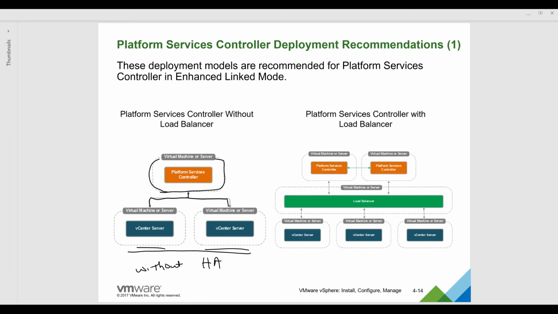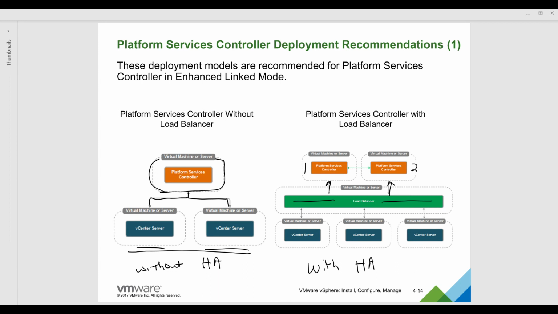So with HA, high availability, the platform service controller appliances are configured on separate virtual machines, which you see here, 1, 2, and configured behind the load balancer, which is here. This load balancer then provides the high availability to the main configuration of your platform services controller.